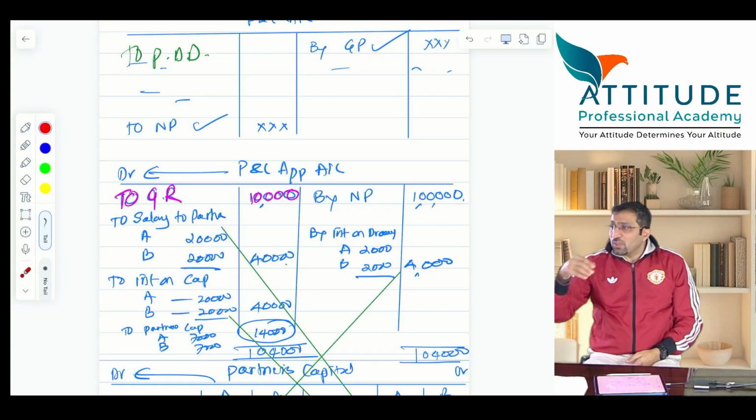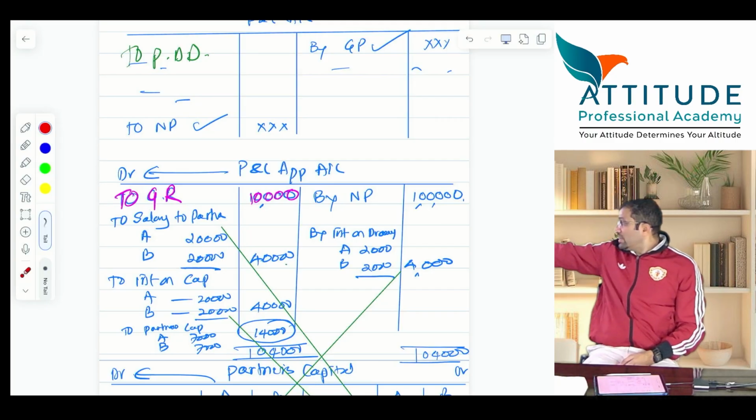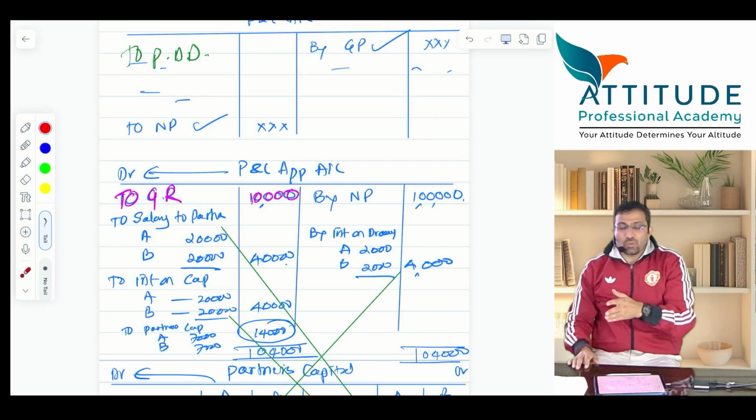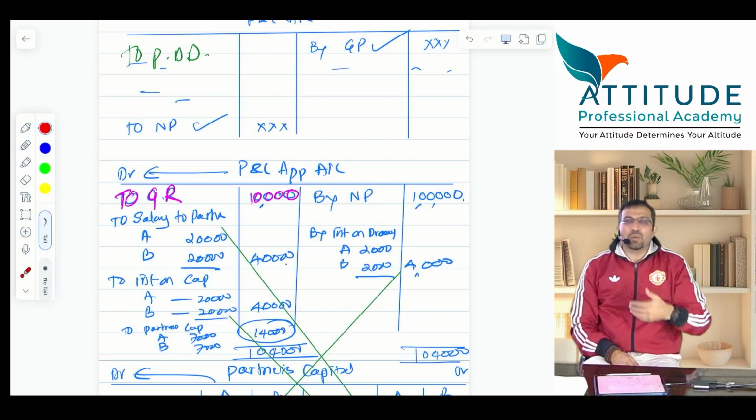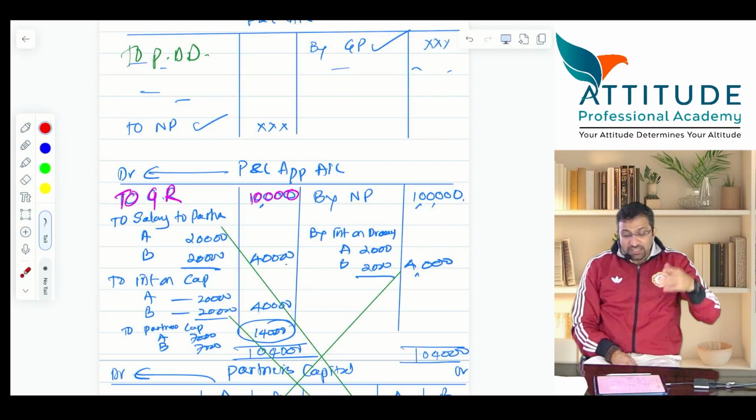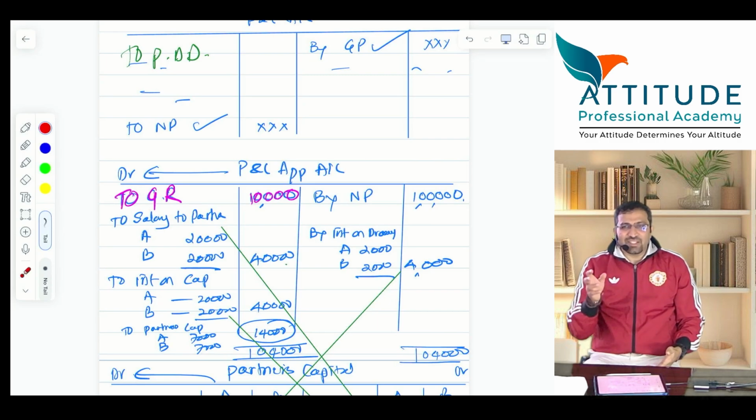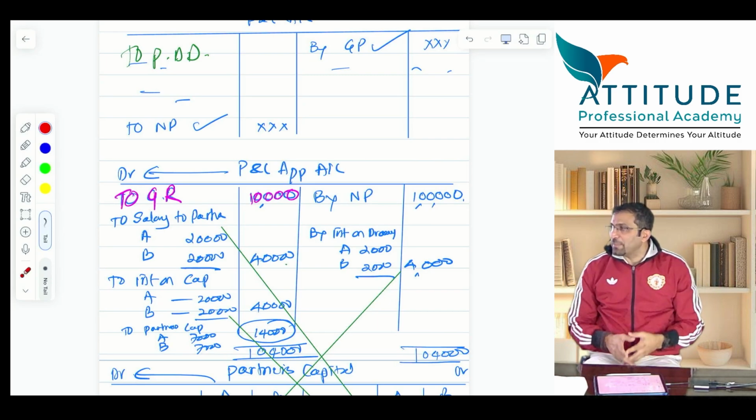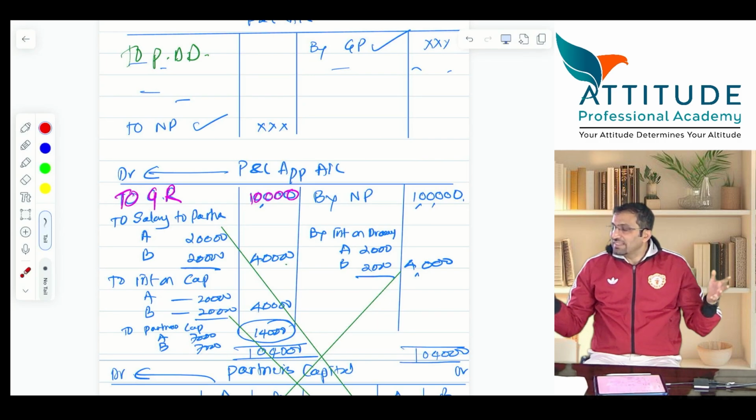P&L appropriation में लॉस आ ही नहीं सकता. In the P&L appropriation account there cannot be a loss. It means that only profits can be appropriated, losses cannot be appropriated. The name given is profit and loss appropriation account, but that doesn't mean that losses are appropriated. Only profits can be appropriated, losses cannot be appropriated.